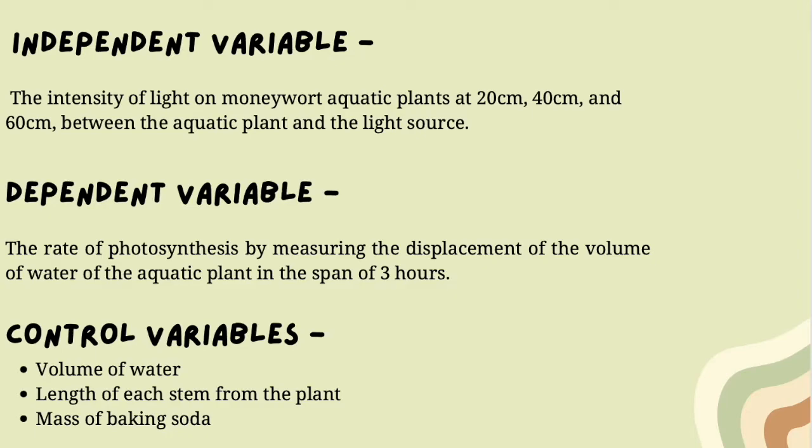The dependent variable was the rate of photosynthesis, measured by the displacement of the volume of water of the aquatic plant in a span of 3 hours. The control variables were the volume of water, the length of the plant, and the mass of baking soda being used.